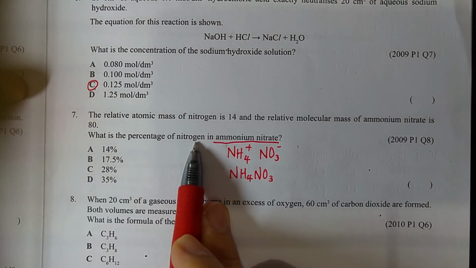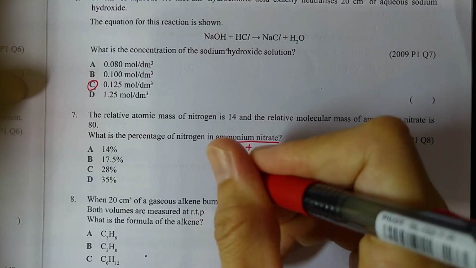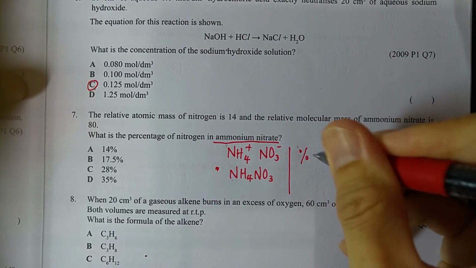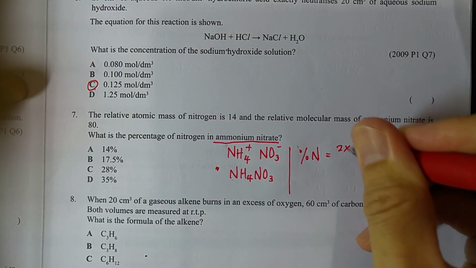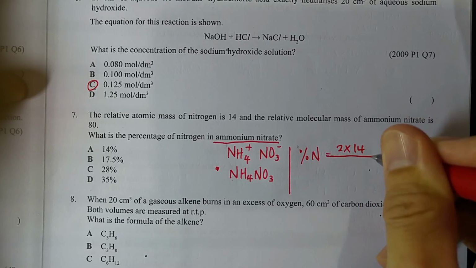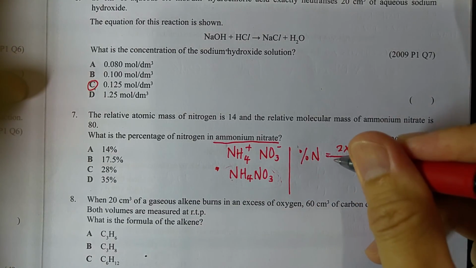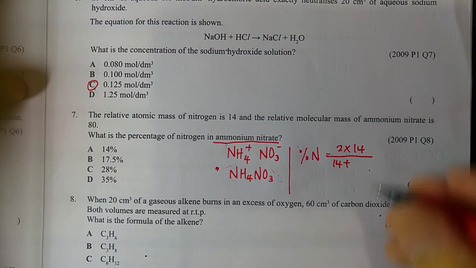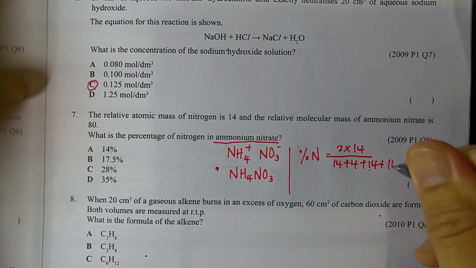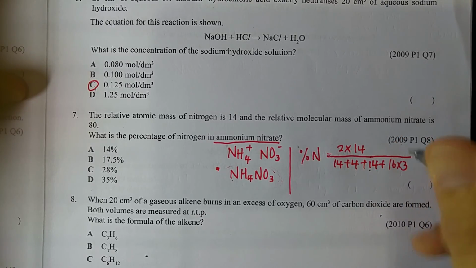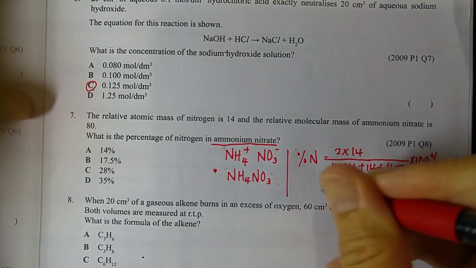What is the percentage of nitrogen? How many nitrogens are there? 2. So the percentage of nitrogen would be, how many nitrogen? 2 nitrogen. What is the Ar for nitrogen? 14. Divided by the Mr for the entire thing. So for the entire thing, nitrogen is 14, hydrogen, there are 4 hydrogen, 4, nitrogen is 14, oxygen 16, there are 3 oxygen, and then times 100%.